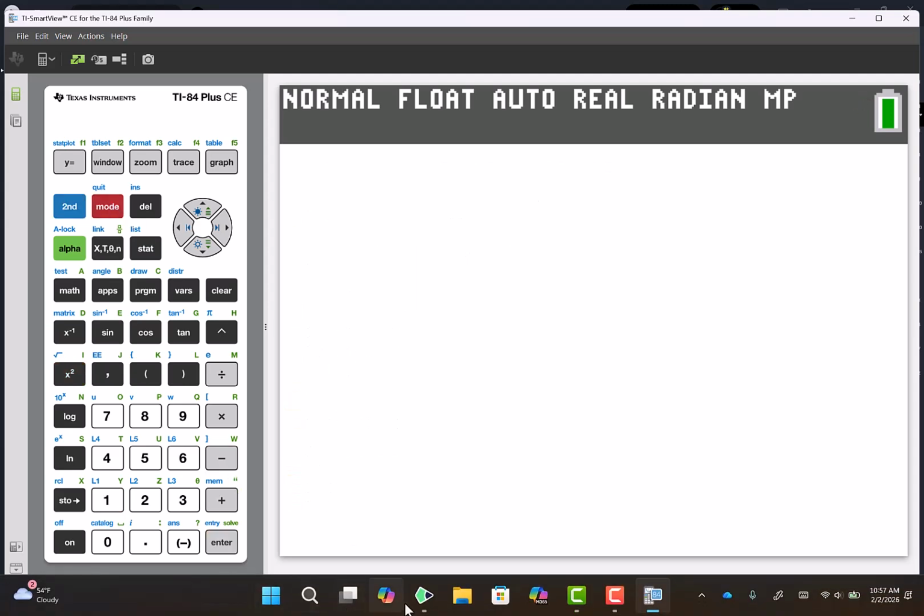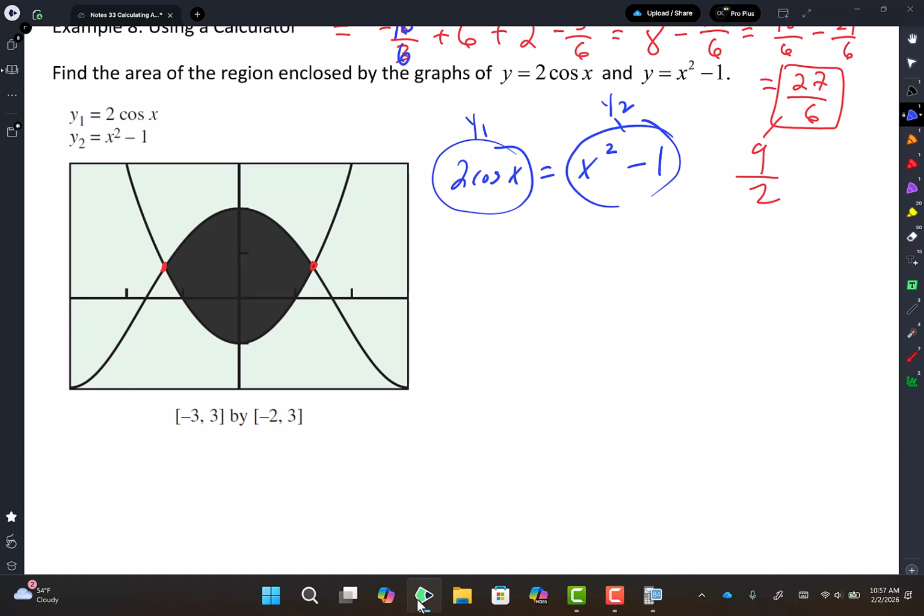On this one. All right. Do you know which equation is which? How do you know? Oh yeah, x squared minus 1 is the problem. X squared minus 1 is this parabola that's opening upward. And this one right here in the top is 2 cosine x.